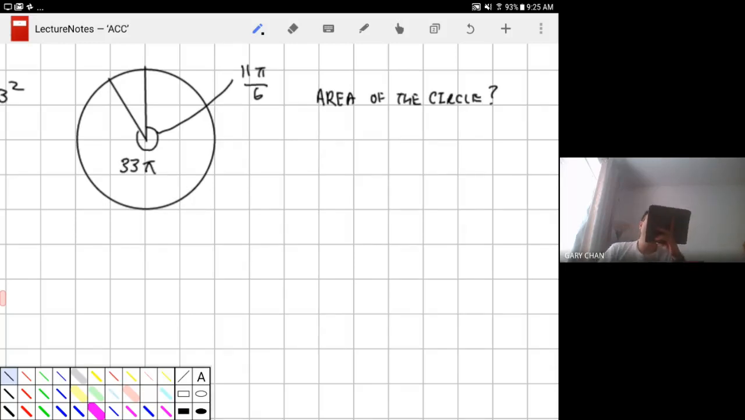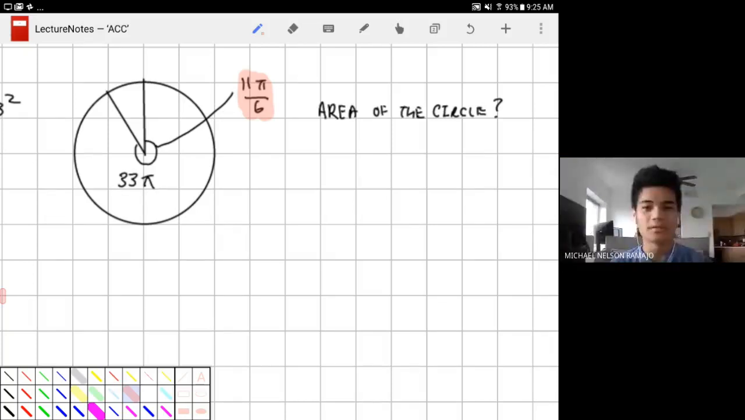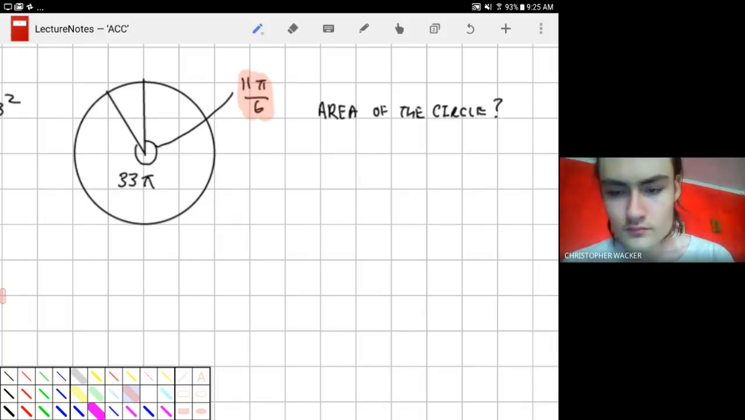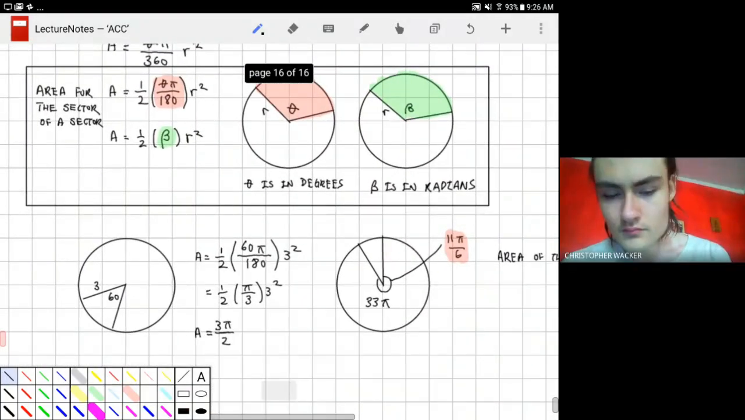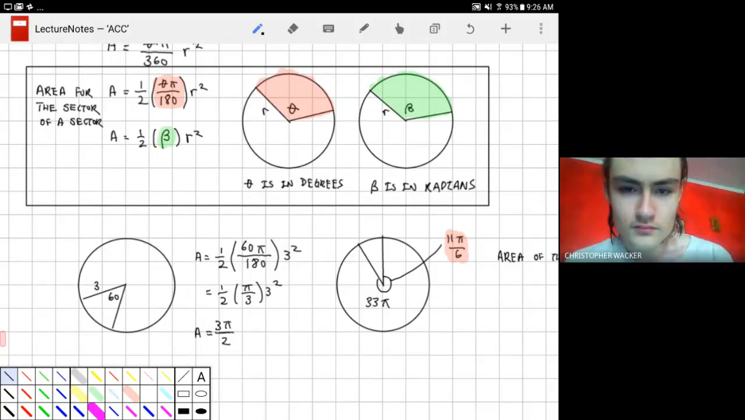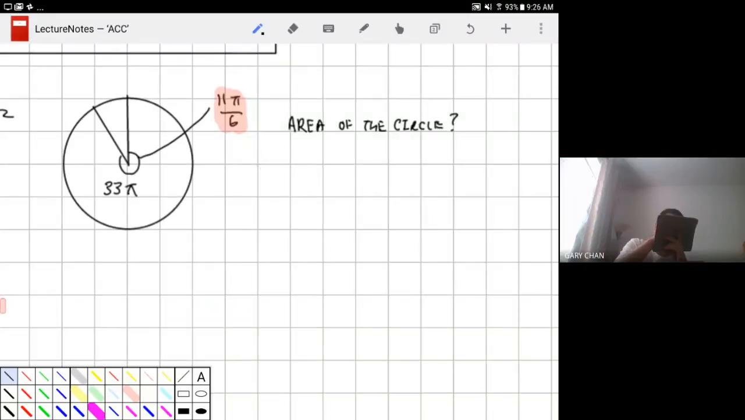All right. So in order for us to go through this, notice right now, this angle right here, is that in radians or degrees? Radians. That is radians. So because it's in radians, I'm going to use that second formula that I gave you guys today: area equals 1/2 beta times r squared. So how are we going to do that? I know that, again, area is equal to 1/2 beta times r squared.